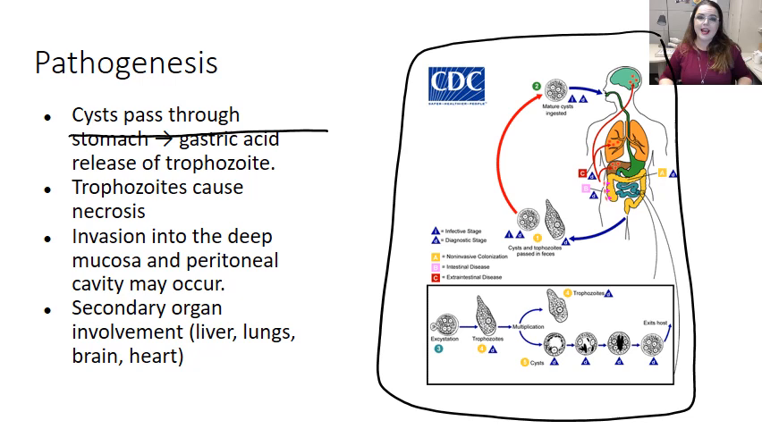And when we make breaks in that through inflammation or damage or abscess, the bacteria that happily reside within your colon can leak out and cause peritonitis or any sort of peritoneal infection. Invasion into the deeper mucosa with extension into the peritoneal cavity can occur. And in that case, you can actually get the organism going into the bloodstream. And when it gets into the bloodstream, it can go to different organs. The most common one is the liver, but sometimes it goes to the lungs, brain, and heart.